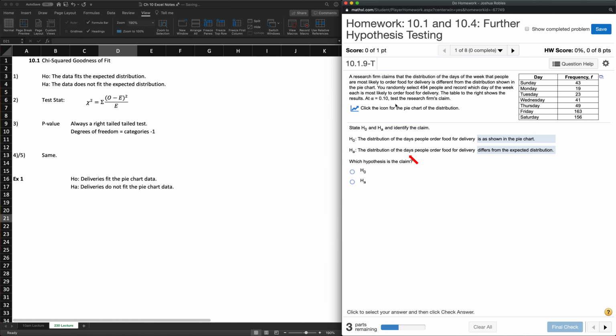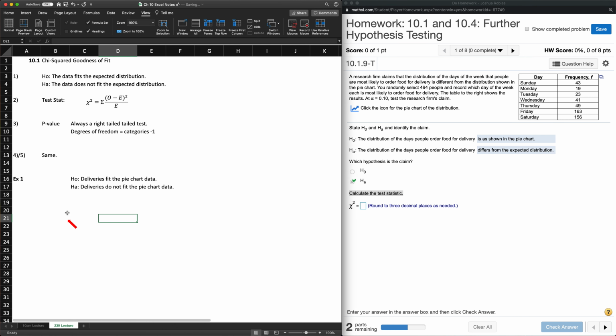Which of these is the claim? So the research firm is claiming that it is different. So they are different from that pie chart. So they are claiming the alternative. Okay, so now we have all of our work to do to calculate the test statistic. So this was step 1. So step 2, we have to find the observed and the expected values for each category and apply the calculation here and add them all up. That'll be our test statistic.